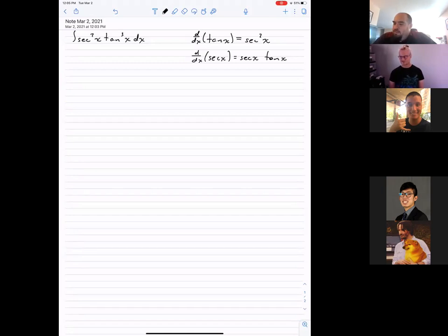Can we just do our tangent to the power of 4? How would we do that? Just do it. I mean, I'm just guessing. I'm sorry, no, we're not going to be able to get to tangent to the 4th in the integrand here.